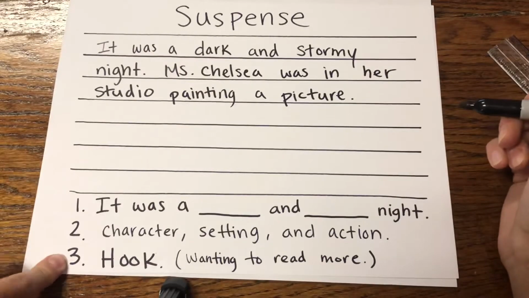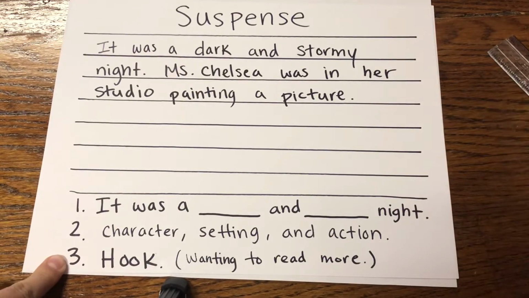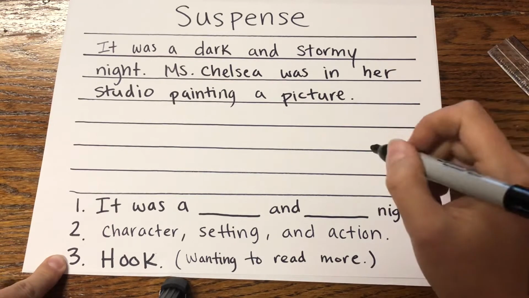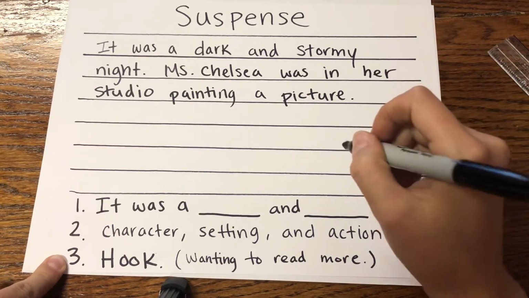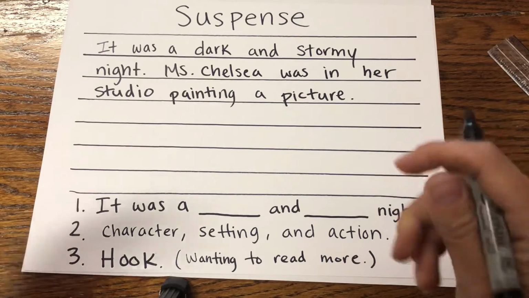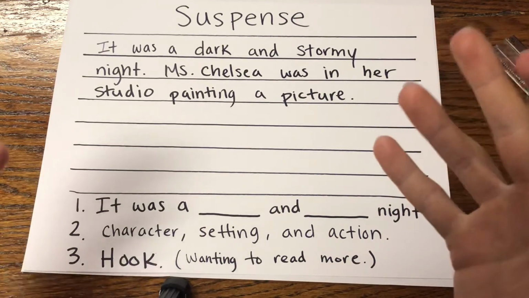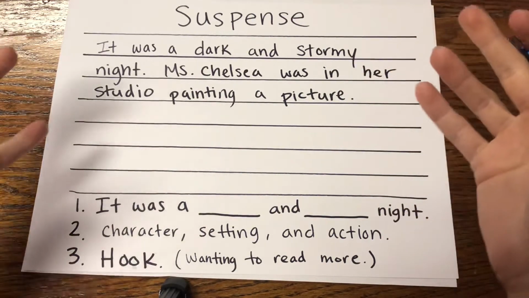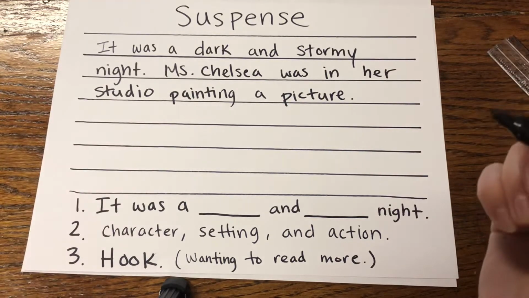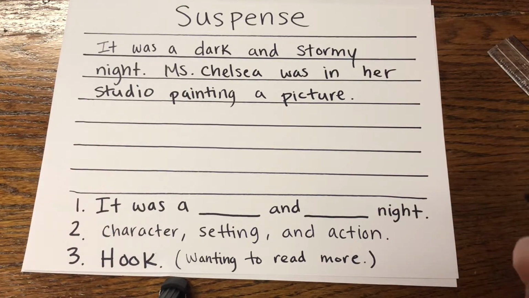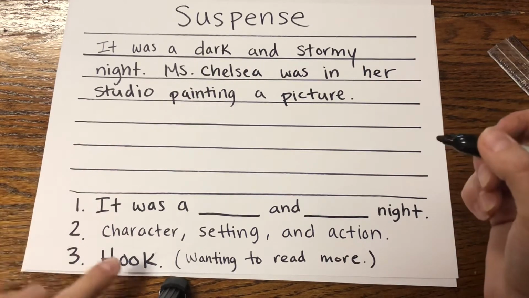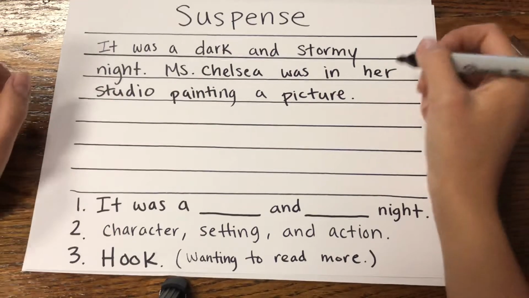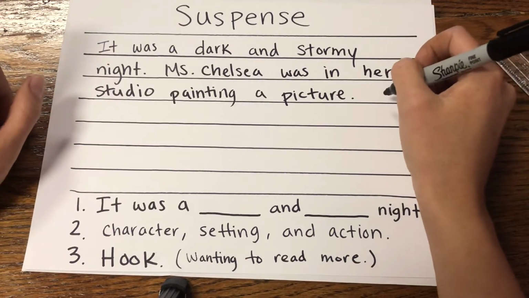For my last sentence, this is my hook. This is what's going to make the reader go, oh, what's going to happen next? So the hook is going to be something that happens that actually makes us ask questions. Now, not to be confusing, but I want to know more about this subject. So the hook, wanting to read more. All right, so my hook is going to be this.